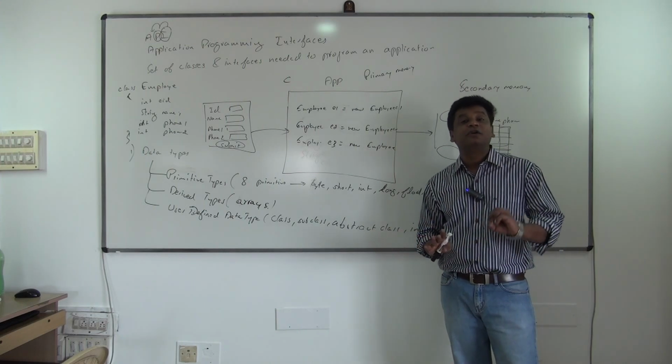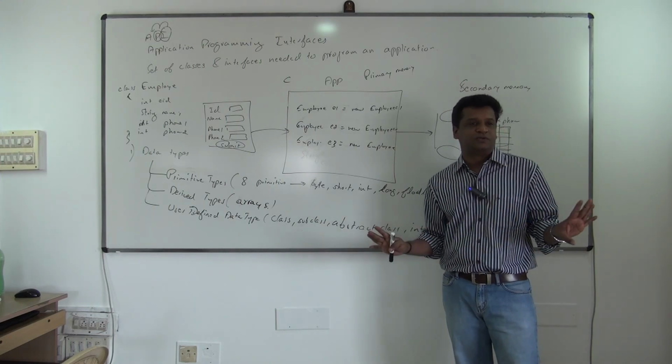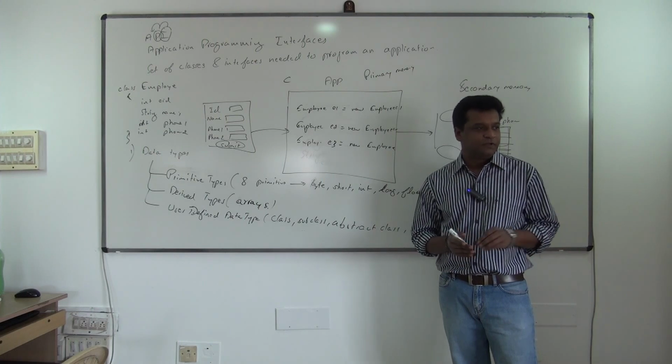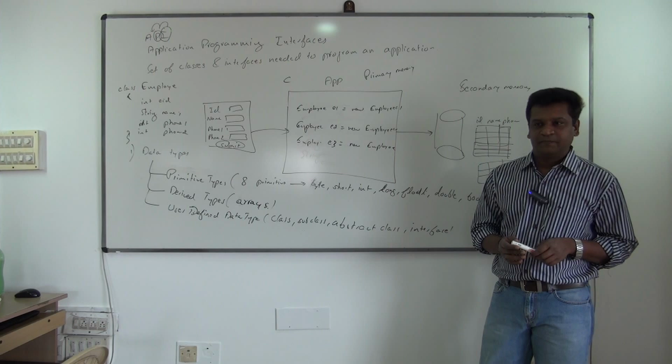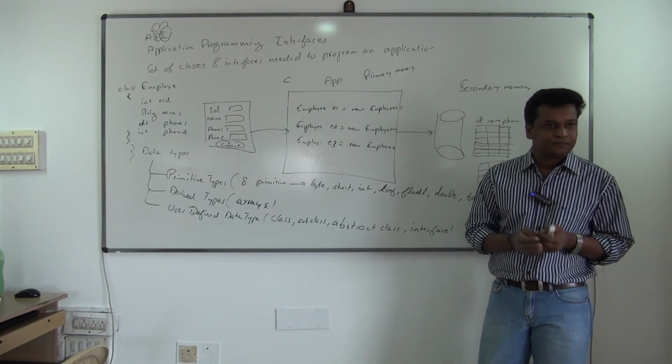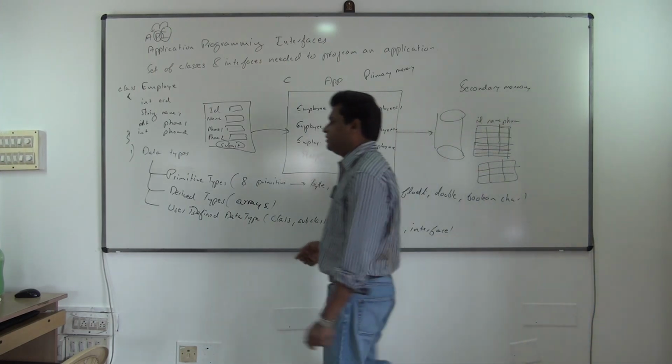But in Java what happens? You only have to choose and use. No implementation. Just choose, use. You have got the implementation for every structure. Are you clear on this now? So that is what we are going to study now.